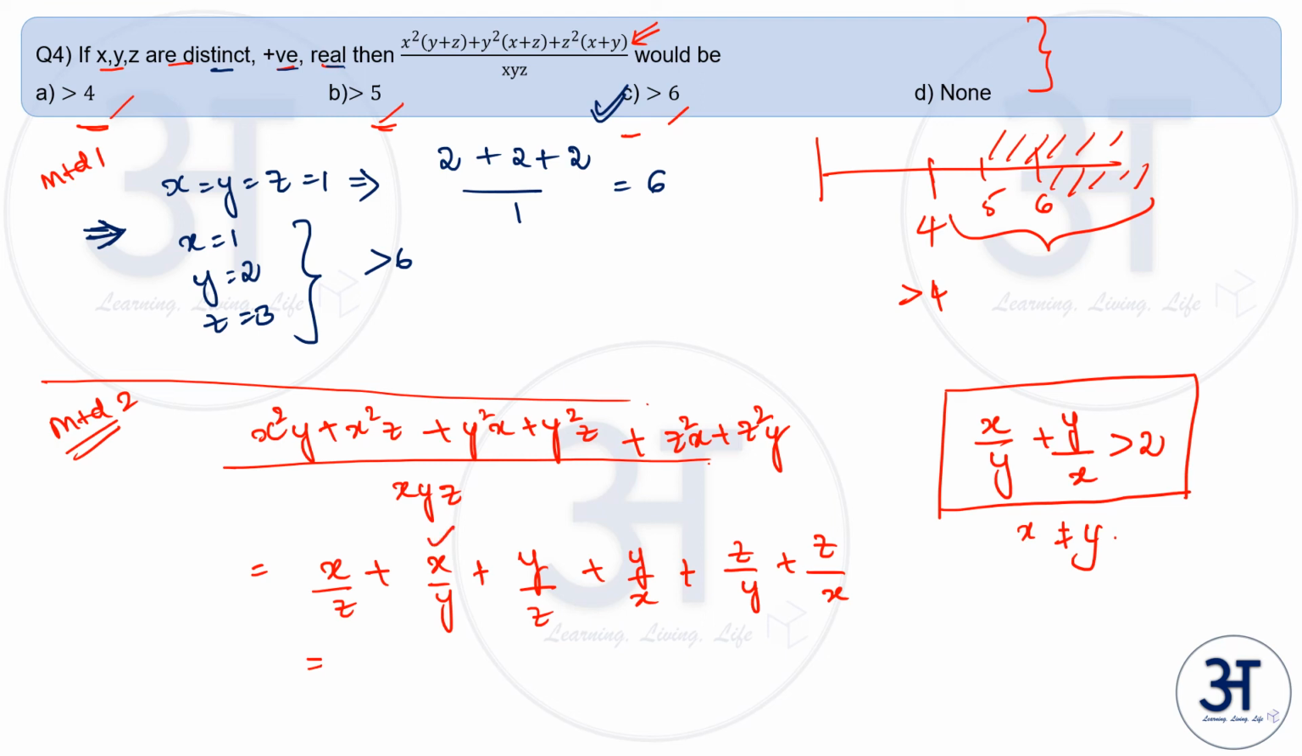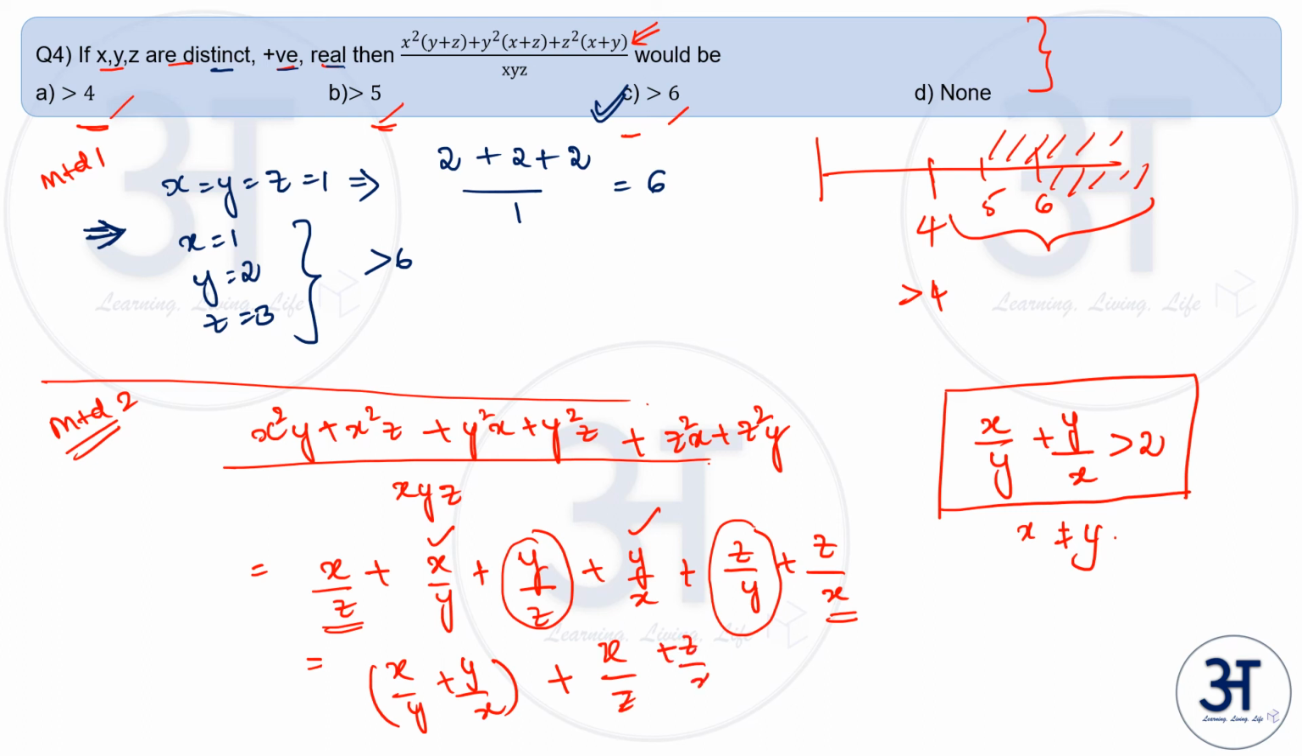You can find x by y and y by x, and then you can find x by z and z by x, and then you can find y by z and z by y. So you have 3 pairs. So x by y plus y by x plus x by z plus z by x plus y by z plus z by y, right? So each of these is greater than 2, so the whole of this thing would be greater than 6. So your answer from the first principles is also 6.